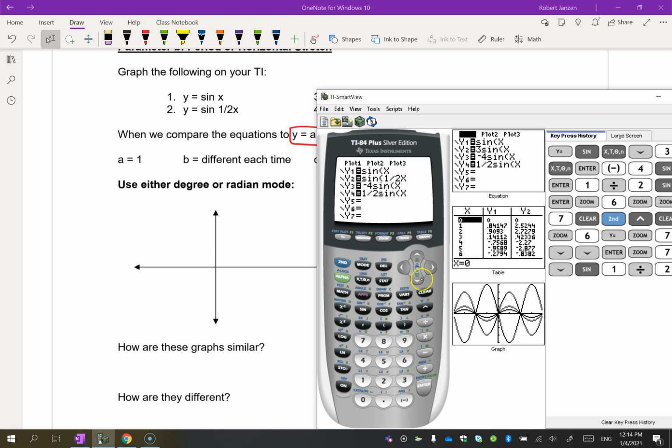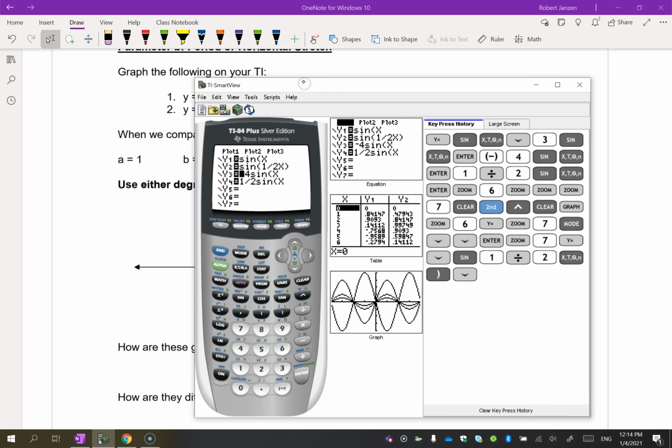Notice I'm not closing a bracket. You can put that closed bracket there, it doesn't matter, it won't change anything. And the next one is sine 2x.